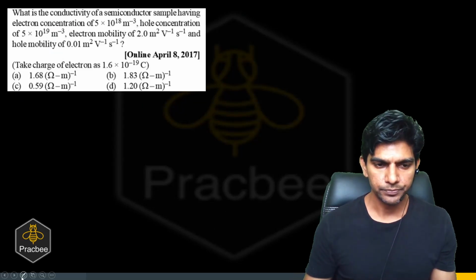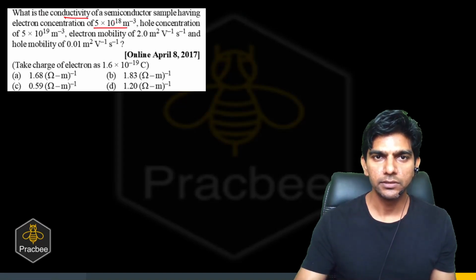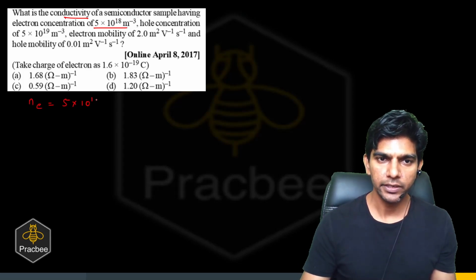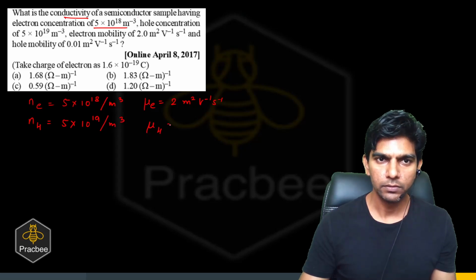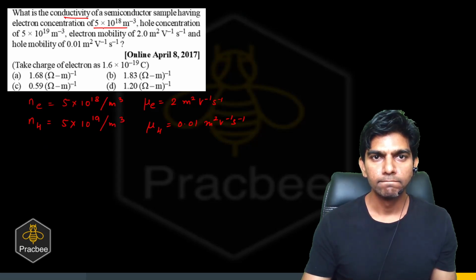Now let us see one more example. So here, what is the conductivity of a semiconductor sample having electron concentration as this? So this is basically n_e, which is 5 into 10 raised to power 18 per meter cube, and hole concentration is 5 into 10 raised to power 19 per meter cube, and mobility of electron is given as 2 meter square volt inverse second inverse, and mobility of hole is given as 0.01 meter square volt inverse second inverse. Now we need to find the conductivity.